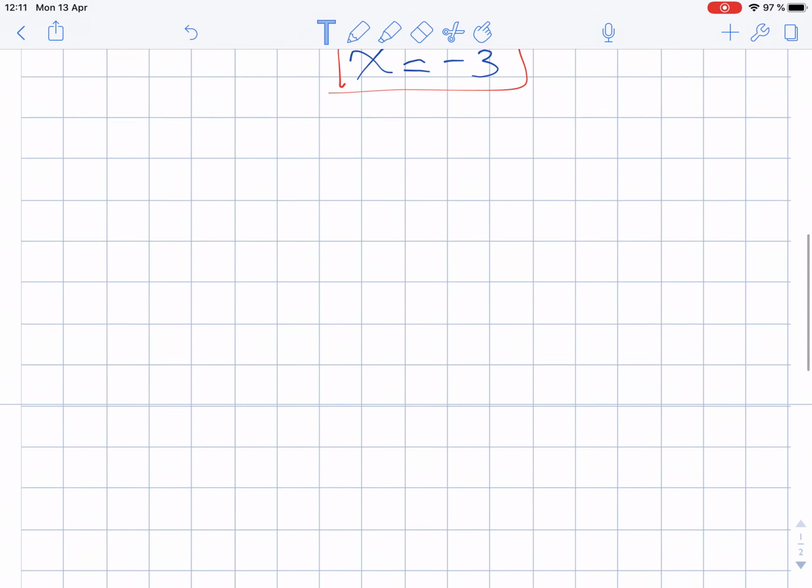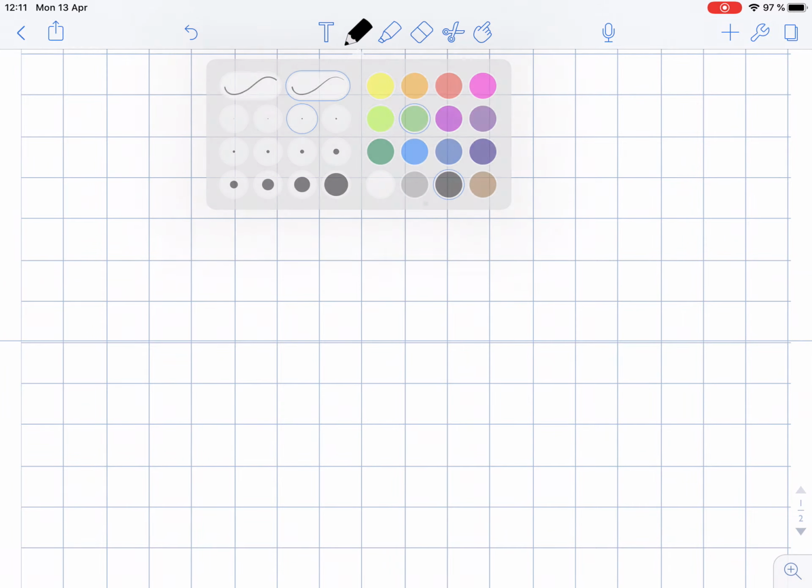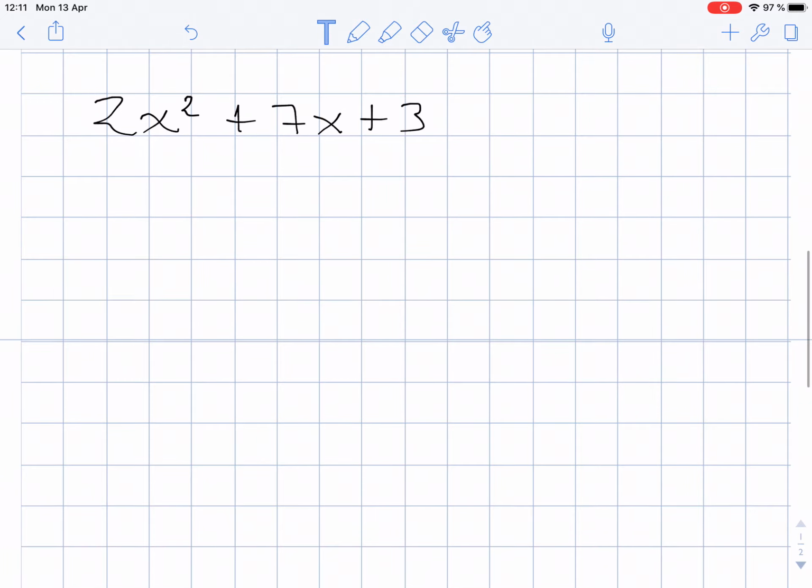Now we are going to do a second example. The second example is the following: when we have a number different from 1, 2x squared plus 7x plus 3. In this case, we're going to apply the x magic because it's going to be useful and easier to understand how to get the values for the x. At first, we need to create the x. I'm going to create the x over here.